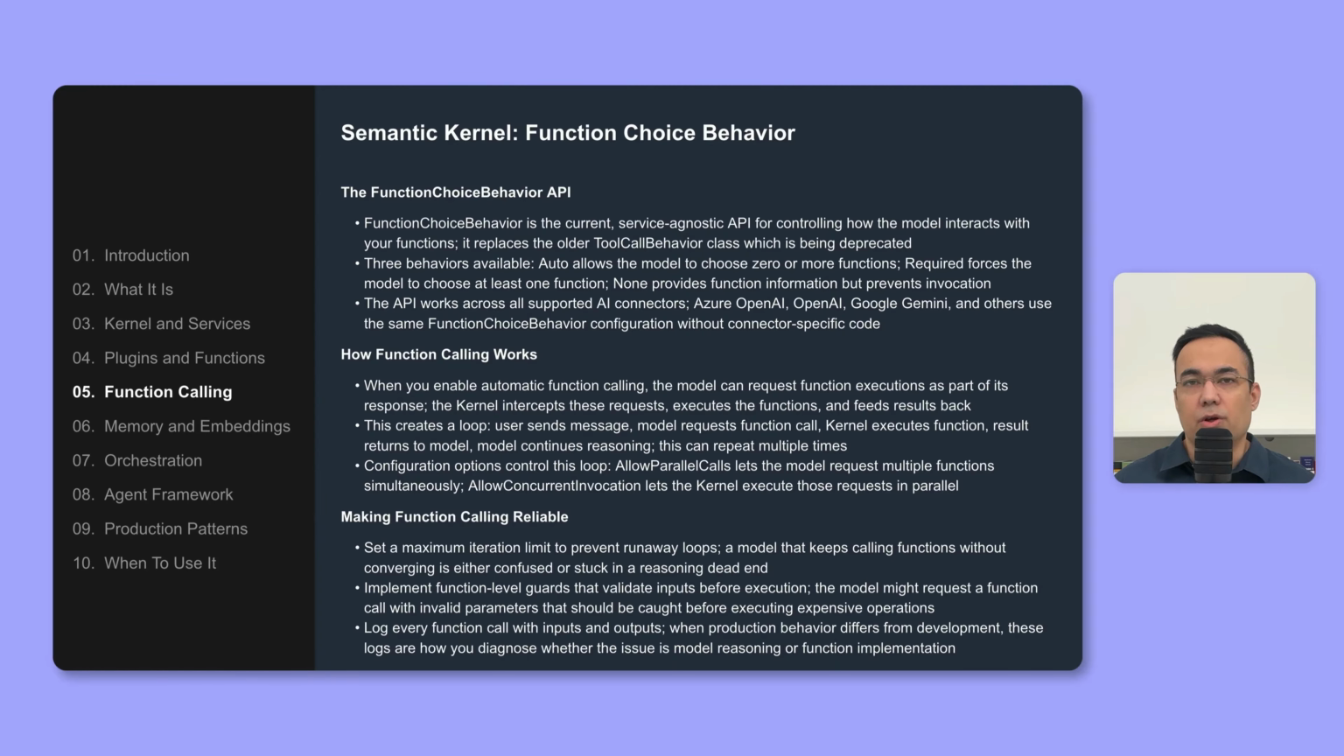You should also be logging every function call with inputs and outputs. When production behavior differs from what you expected during development, these logs are how you diagnose whether the issue is model reasoning or function implementation. Without this observability, debugging AI systems would become extremely difficult.